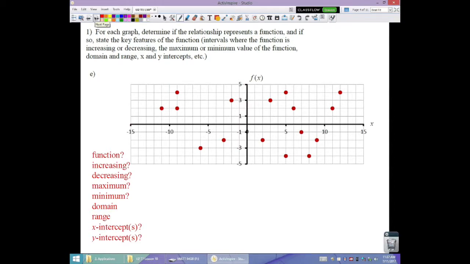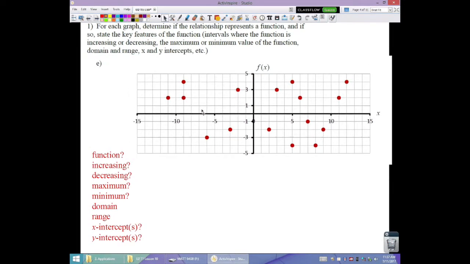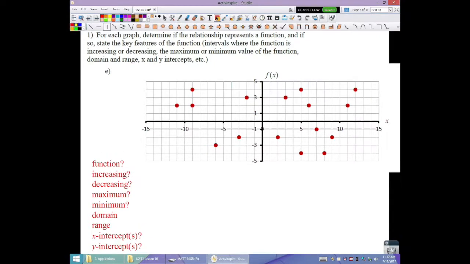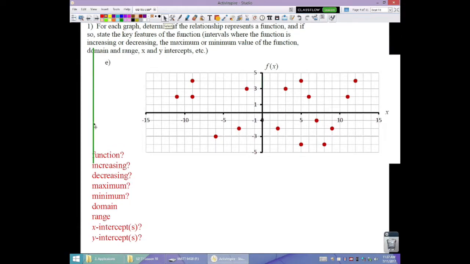Okay, graph E. Let's see if I can make this fit a little better here. Okay, so, vertical line test. If I move across this graph, will I ever hit 2? Yep, right there. So this one is not a function. Therefore, we don't have to answer any other parts of the question.